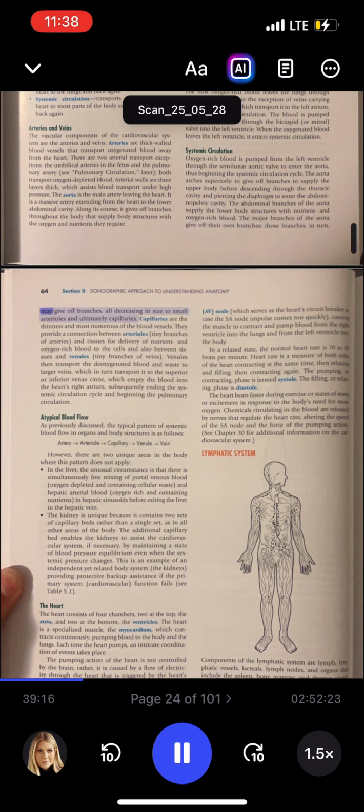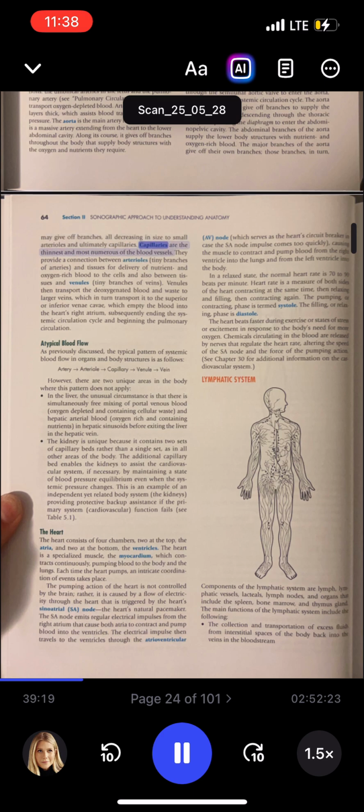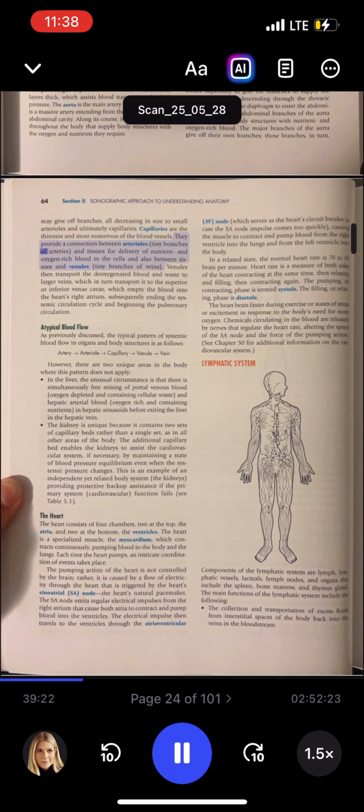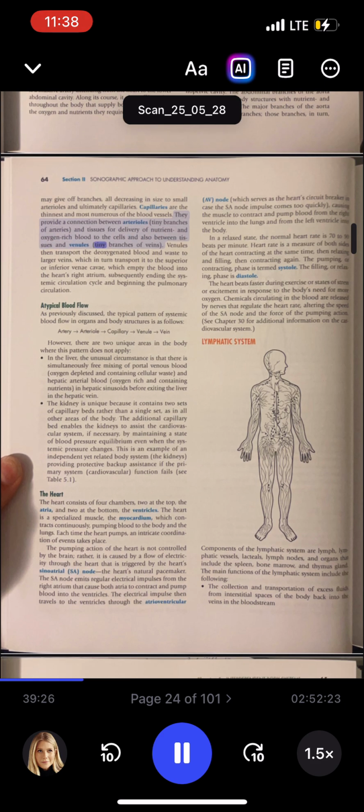Those branches, in turn, may give off branches, all decreasing in size to small arterioles and ultimately capillaries. Capillaries are the thinnest and most numerous of the blood vessels. They provide a connection between arterioles, tiny branches of arteries, and tissues for delivery of nutrient and oxygen-rich blood to the cells, and also between tissues and venules, tiny branches of veins.